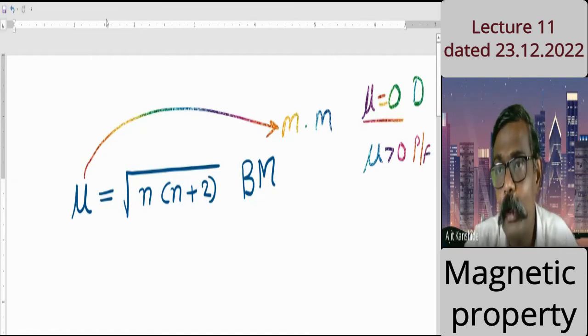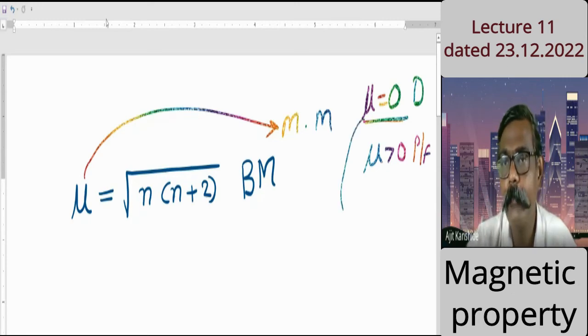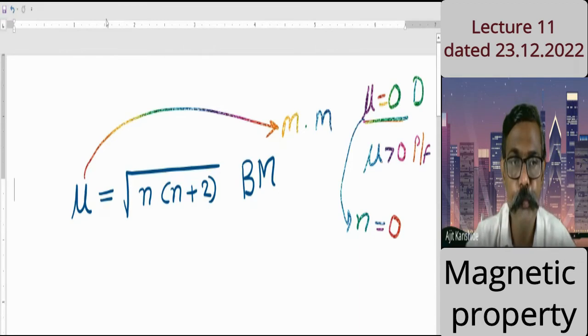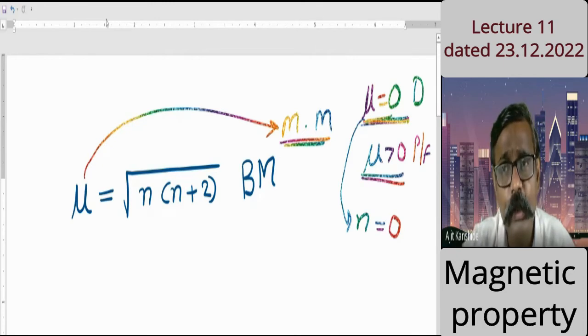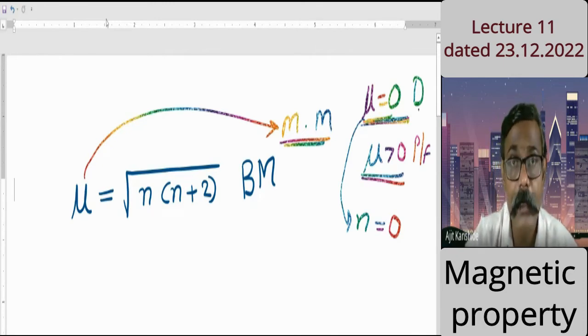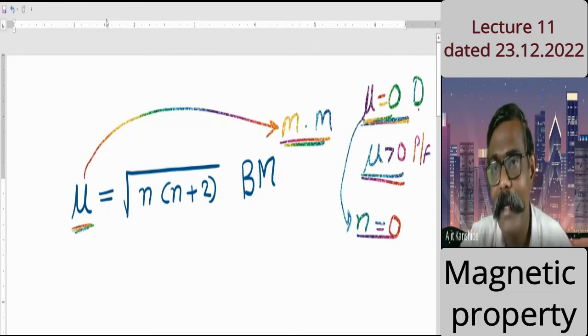When will it be 0? When value of n is equal to 0. I repeat, mu is a magnetic moment. It can be 0 or it can be positive. When it is 0, we say it is diamagnetic. Further deep question I ask, when can this value be 0? When n will be 0.